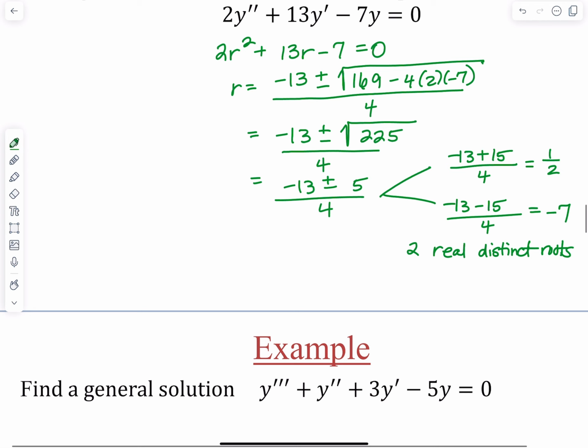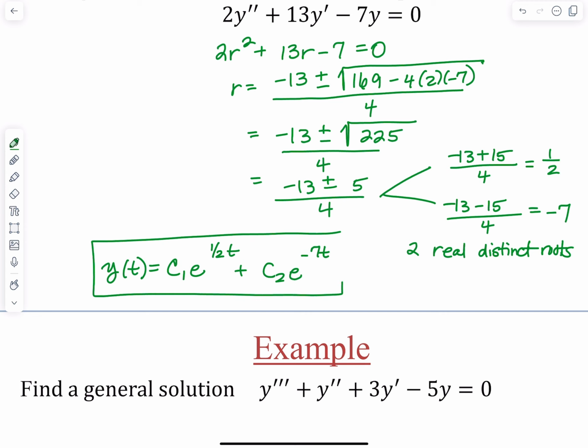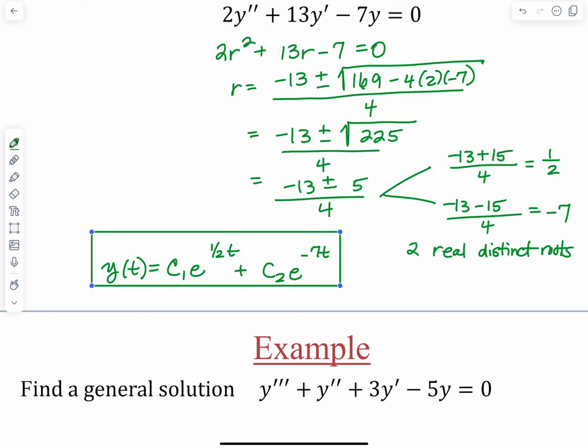And we have our solution. Y of t is equal to C1e to the 1/2 t plus C2e to the negative 7t. Well, finally finished that problem.